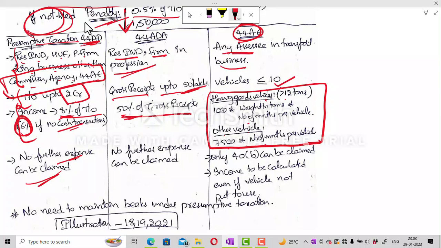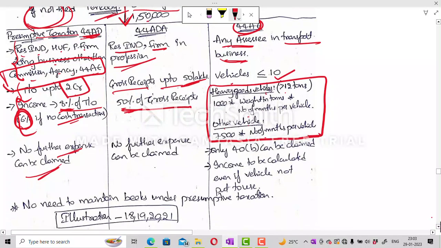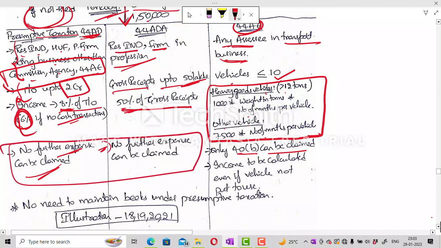In any SSC, this is available for all, and they should be involved in the transportation business, and the vehicles should be less than or equal to 10. They should not exceed 10 at any point of time. Only 40B can be claimed. What is 40B? The partnership partners' remuneration, salary, all that will be there. No, they can claim extra on that. Here, see, no expenses are allowed for both of them, 44AD, 44ADA. But for 44AE, they can get a deduction of 40B, that is, salary paid to them.